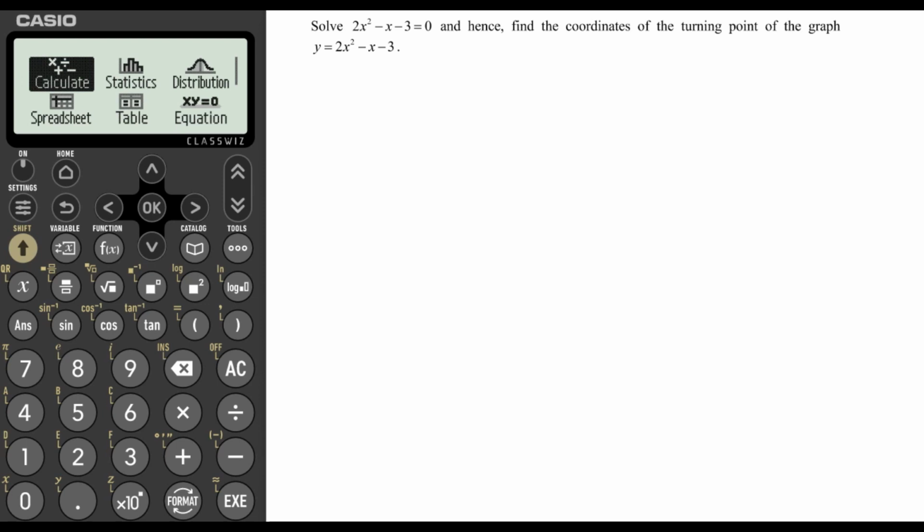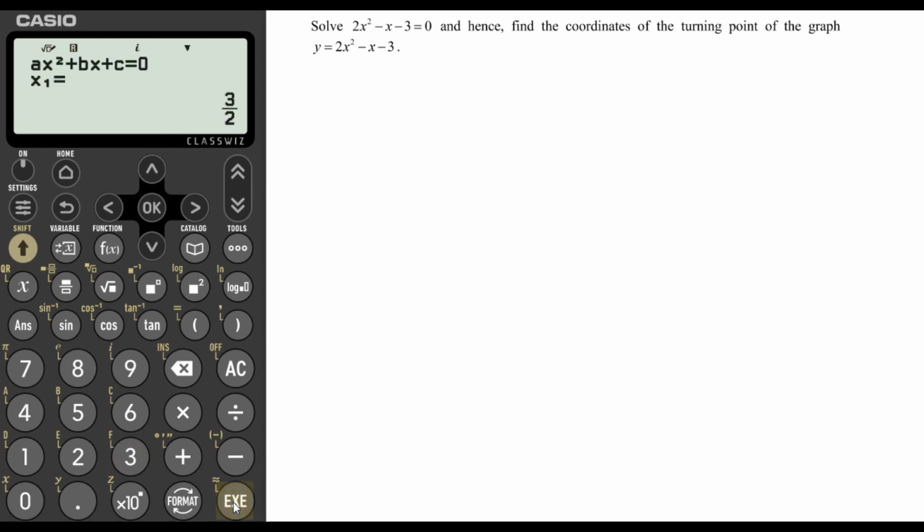We can use our calculator to solve quadratic equations and use our calculator to find turning points of graphs. So in this example, we have to solve 2x squared subtract x subtract 3 equals 0, and hence find the coordinates of the turning point of the graph y equals 2x squared subtract x subtract 3. From the main menu, scroll to equation. We have a polynomial, we have a quadratic, we have 2x squared subtract 1x subtract 3 equals 0.